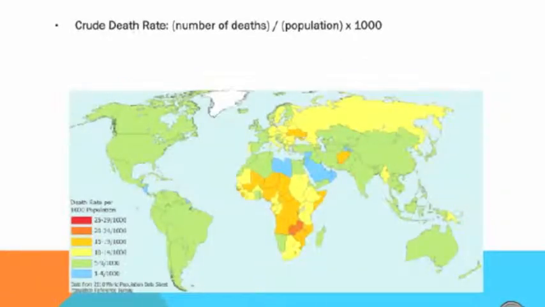The crude death rate is the number of deaths divided by the population times 1,000. The crude death rate in the United States is 8, and as earlier mentioned, the crude birth rate is 14. Thus, because the crude death rate in the United States is lower than the crude birth rate, there is population growth occurring.